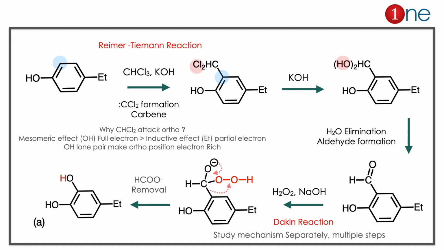In the next step, you are using peroxide and NaOH. Peroxide attacks the carbonyl carbon. So you have a new C-O-O bond formed. In the Dakin reaction, the carbon migration occurs. You have COO minus removal. The final product is an alcohol there. If you are interested, study the mechanism separately. It will be a little bit complex with multiple steps.